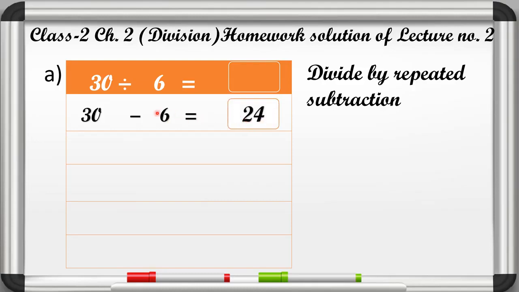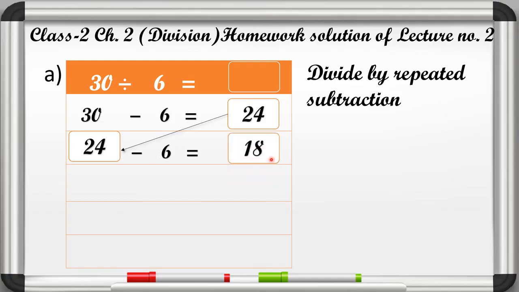Now we have to subtract the 6 from 24. So here we will write 24 minus 6. So keep 24 in your mind and 6 on your fingers. Let's start backward counting again. 23, 22, 21, 20, 19, 18. So we'll write 18 here.